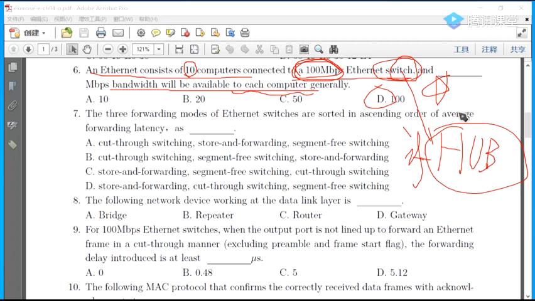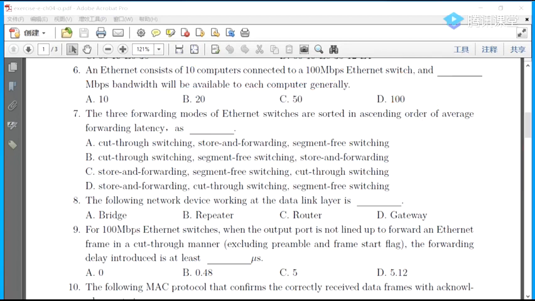Right? Okay. If it is a hub, then that means 10 computers share the bandwidth of Ethernet. The answer becomes 10 Mbps. But here, it is not a hub, but a switch, right? So this is question 6. Do you understand? Okay. If you don't understand, you can memorize it.